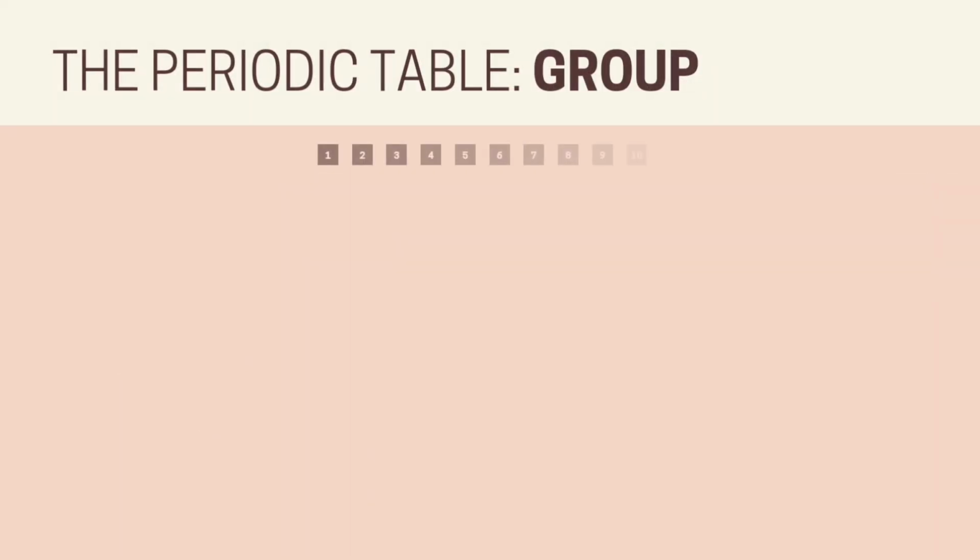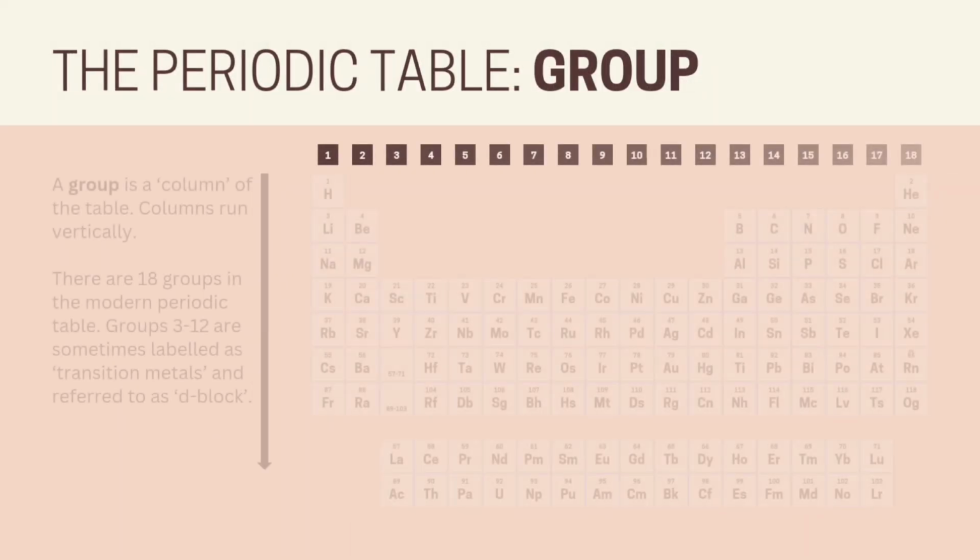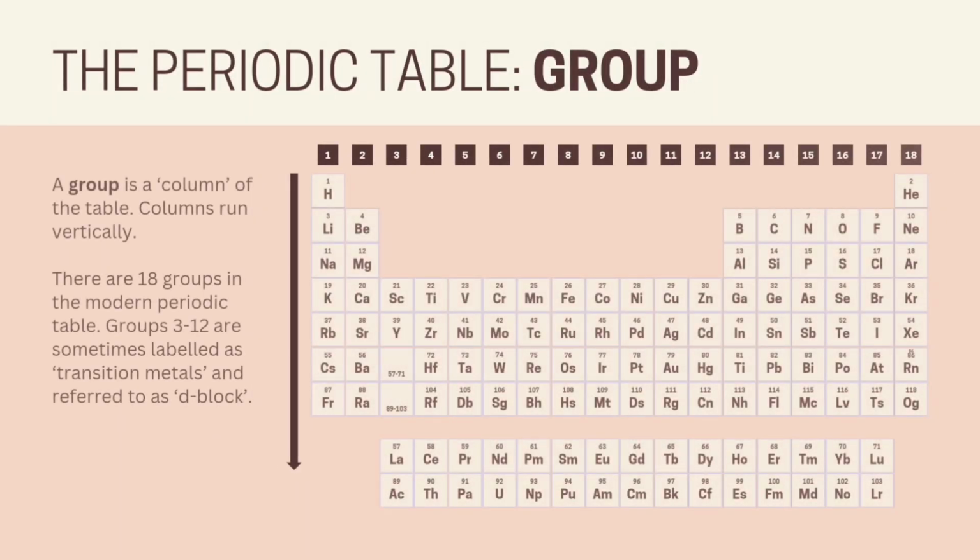Now let's learn what a group is. A group is a column of the table. Columns run vertically. There are 18 groups in the modern periodic table. Groups 3 to 12 are sometimes labeled as transition metals and referred to as D block.